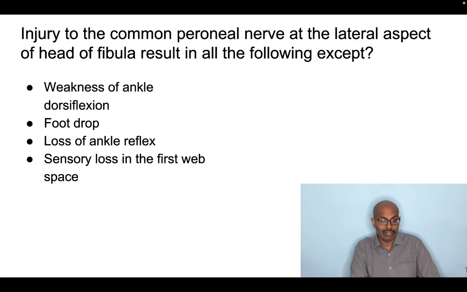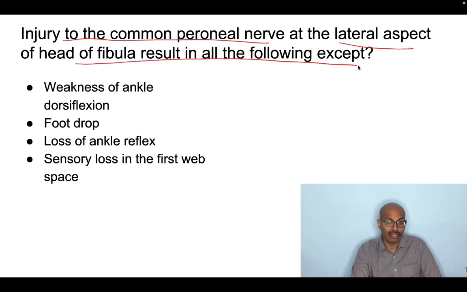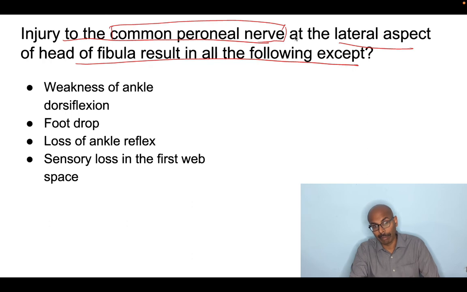Let's look at the second question. The question is: injury to the common peroneal nerve at the lateral aspect of the head of the fibula results in all the following except. Okay. So they are talking about an injury to the common peroneal nerve and not a superficial or deep one. So they're talking about a combined superficial and deep peroneal nerve injury because this is before the bifurcation of the common peroneal nerve. Weakness of ankle dorsiflexion, yes, tibialis anterior is affected in this condition and therefore there is weakness of ankle dorsiflexion. Foot drop, you will see a foot drop which is the same as ankle dorsiflexion weakness.